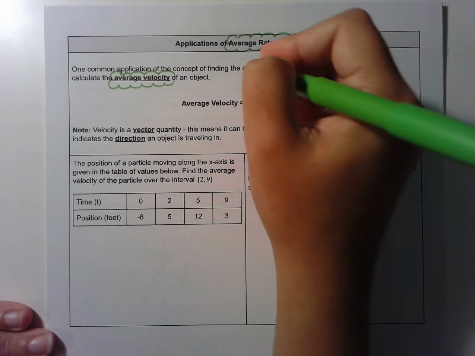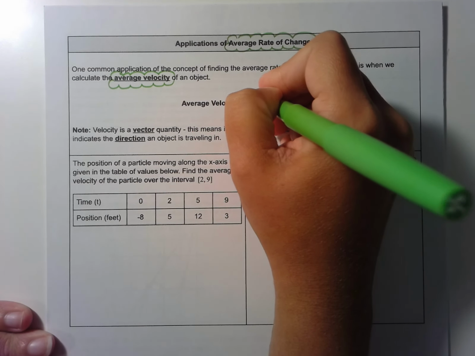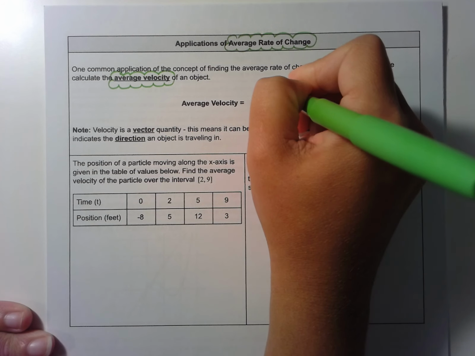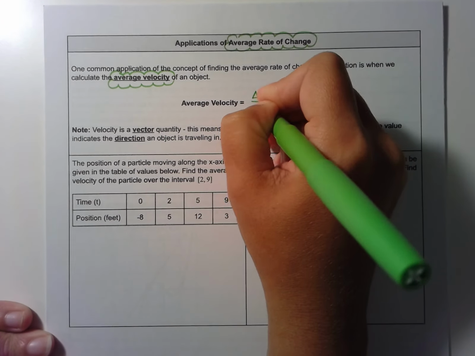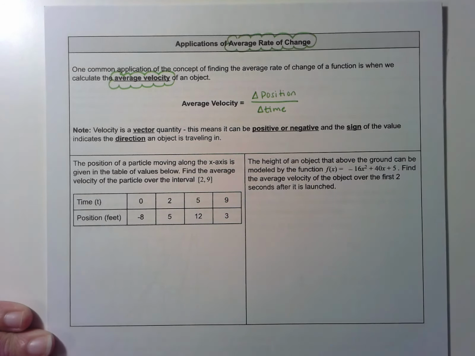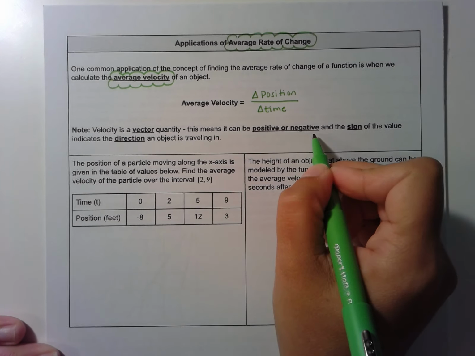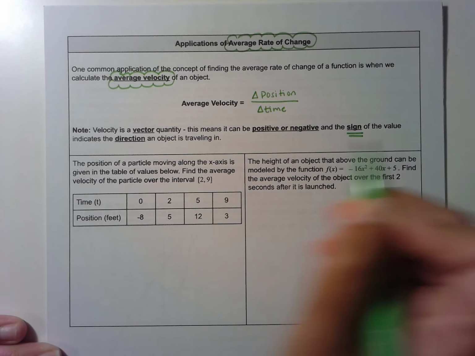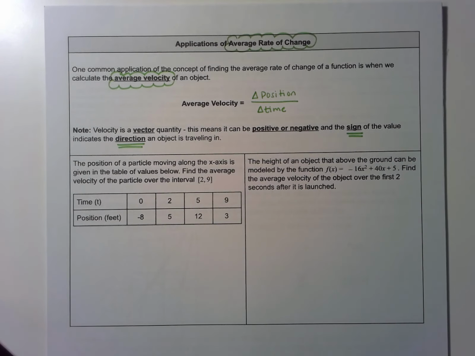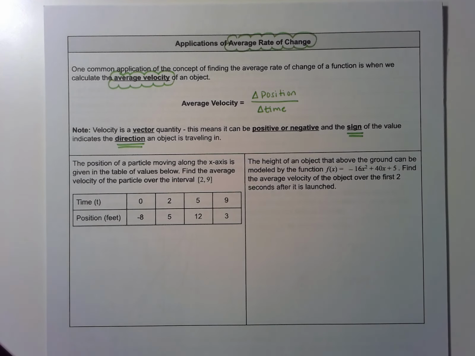Now, average velocity can be calculated by finding the change in position over the change in time. And you can think about this as kind of like the change in y over the change in x. So the one thing I do want to note, which you may have learned in physics if you took that before, is that velocity is something we call a vector quantity. This means your answer for velocity could be positive or negative, and that the sign of your answer is actually telling you the direction you're traveling in. So if your velocity is positive, it means you're going forward or up, and if your velocity is negative, it means you're going backward or down.